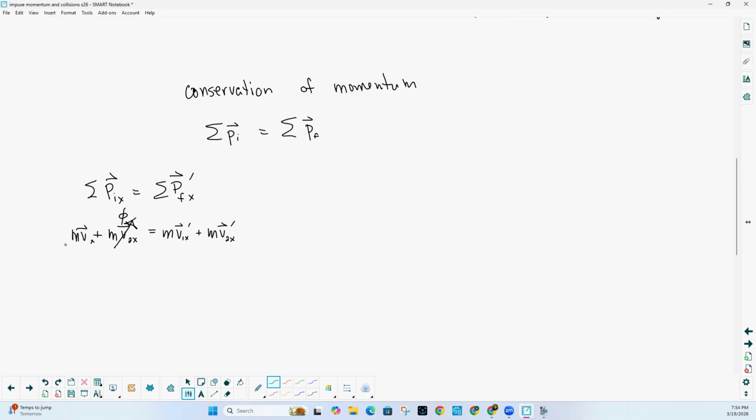Notice also that all the terms have m. So if I divide both sides by m, I end up with v1x is equal to v1x prime plus v2x prime.